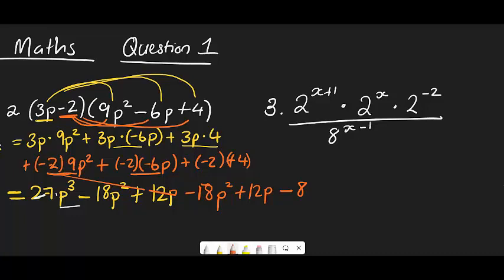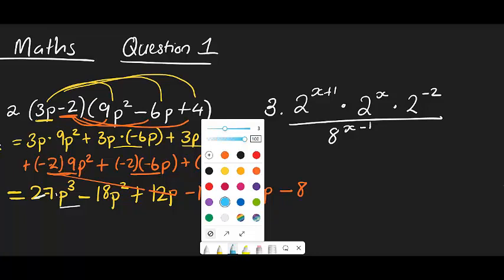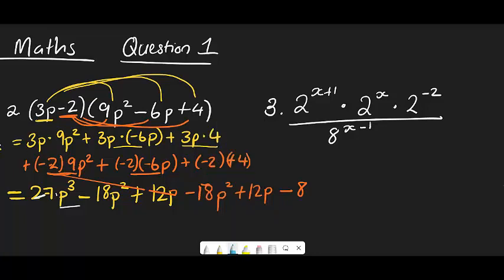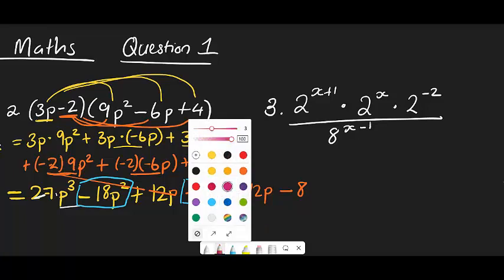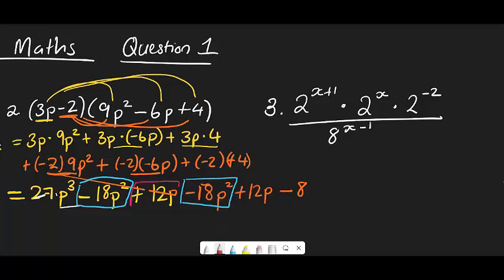So in order to do that, I want to change my color. I'm going to look for things that are similar. This is p to the power of 3. It stays the same. P to the power of 2. So this one goes with p to the power of 2. And p to the power of 1 is going to be this one. Stays with p to the power of 1. So what do we have left?